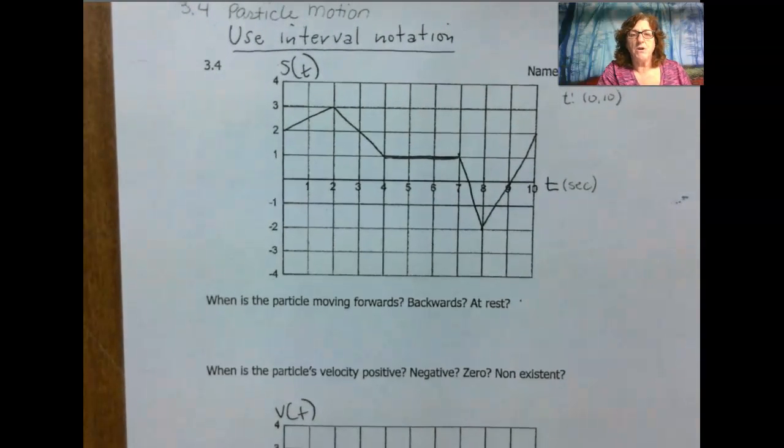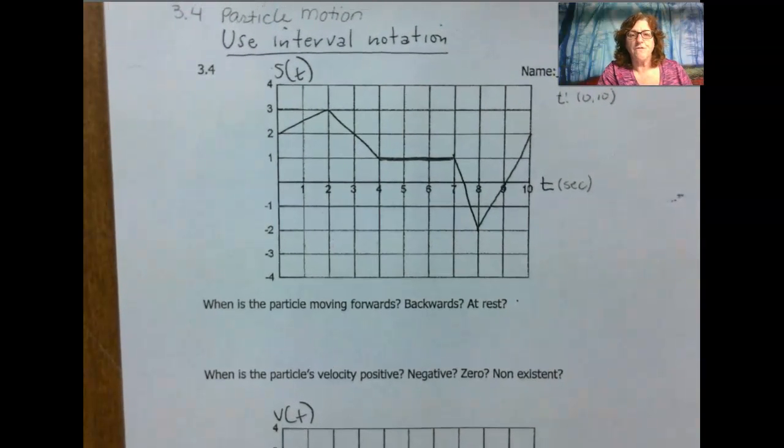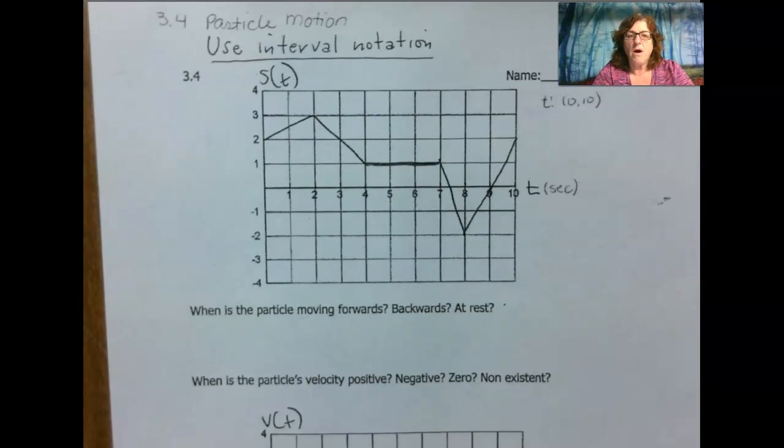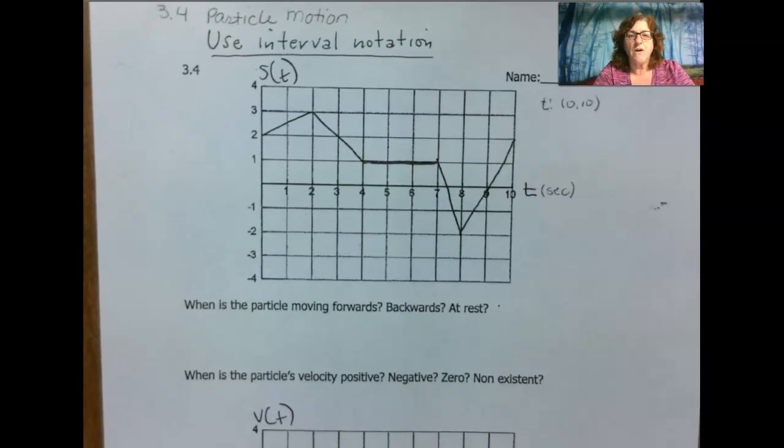I am going to walk you through the front side. What I'd like you to do is, I'm going to give you some information. Please put the video on pause and see what you can fill out yourself, and then we will check our answers together. The first question, first of all, this is a position graph. And the question says, when is the particle moving forwards, backwards, and at rest?